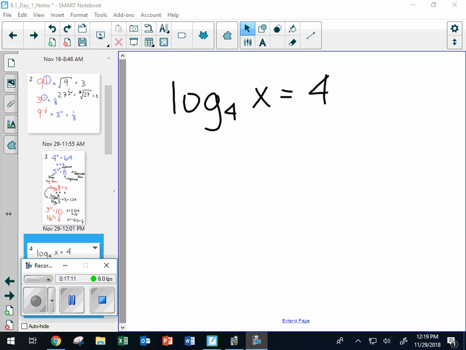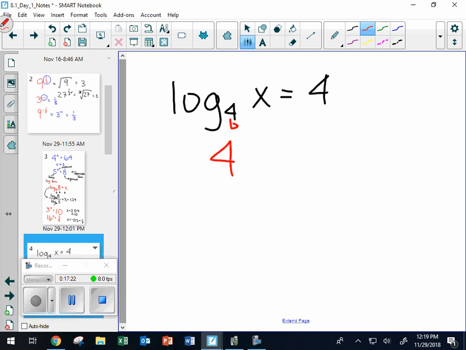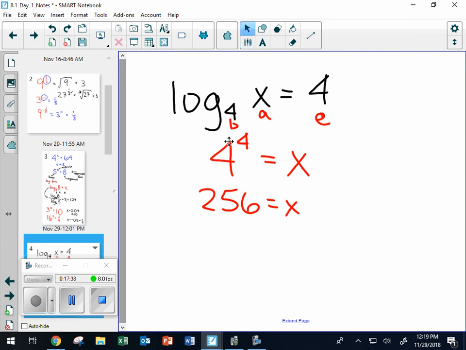If we want to first rearrange this into exponential form, row 2, person 2. So we have our base, and here is our exponent. Since we have our base and our exponent, they have to go there. And then our argument right here is x. And what is 4 to the 4th? 256 is equal to x.